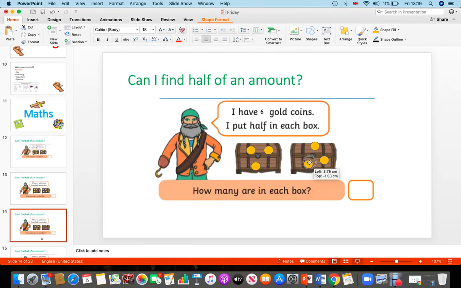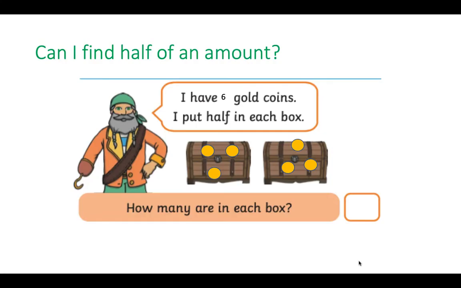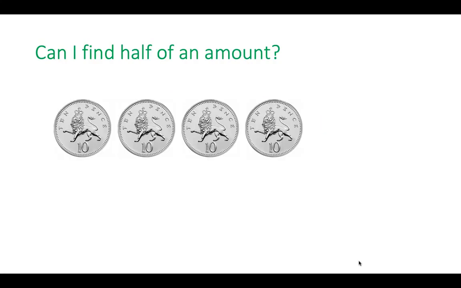Okay, so I started with 6 and I've put half in each box. How many have we got in each box? We've got 3, so half of 6 is 3 because I've split them into 2 groups. Okay, and then we're going to go on to have a look at some more money.